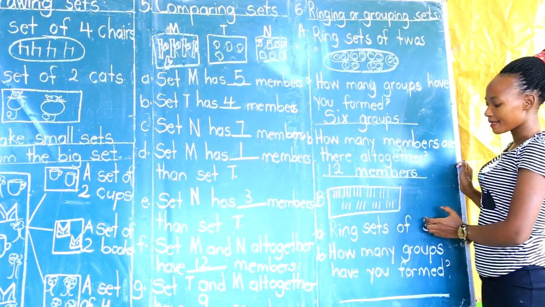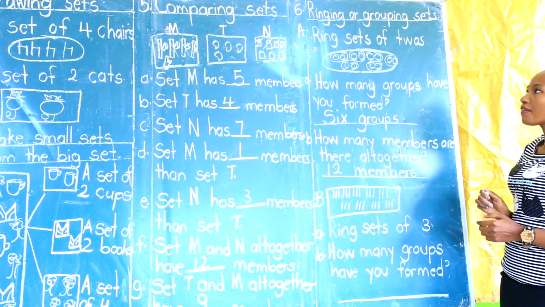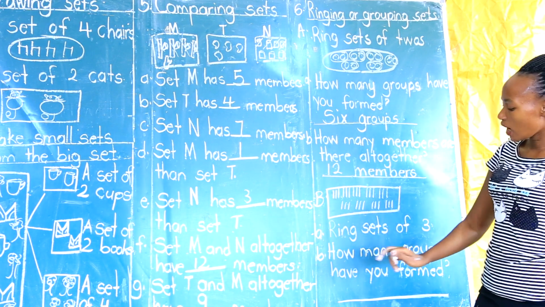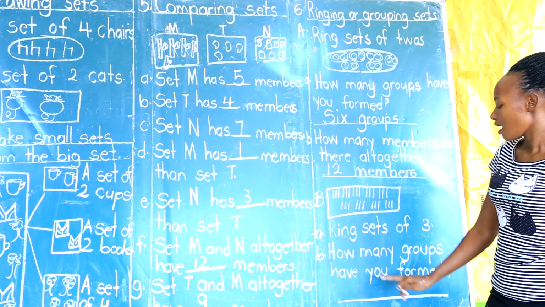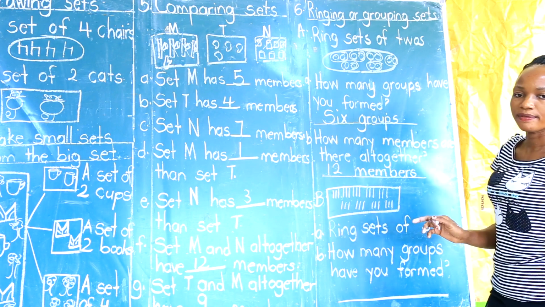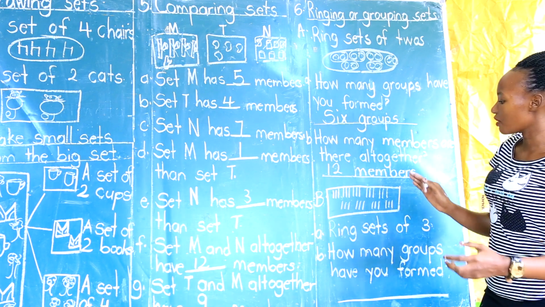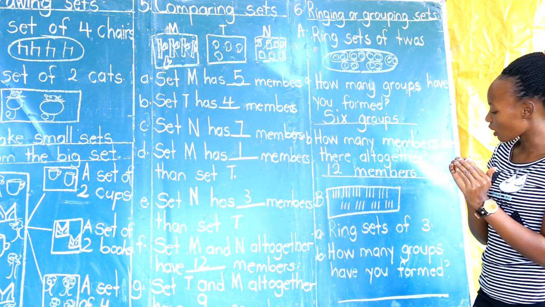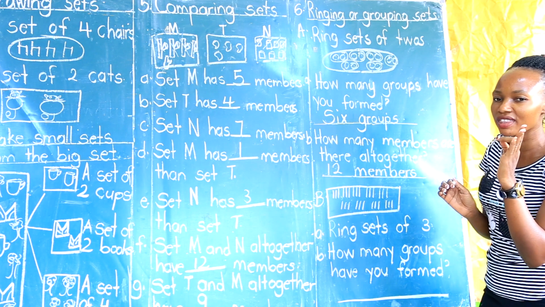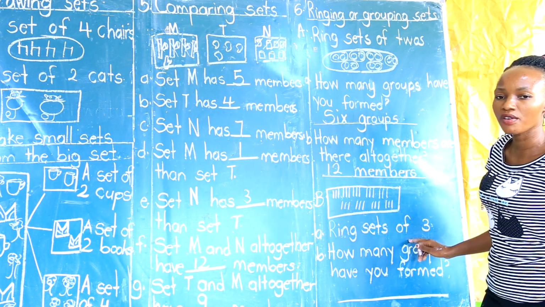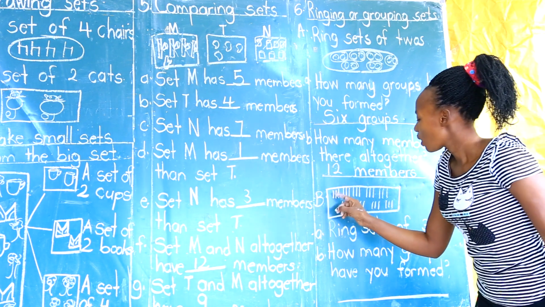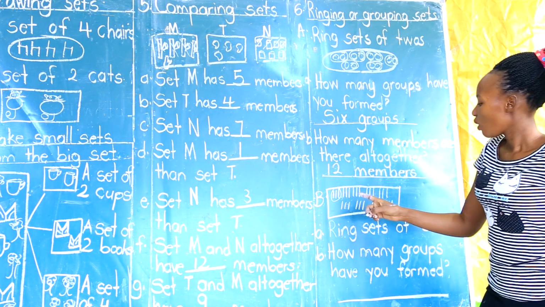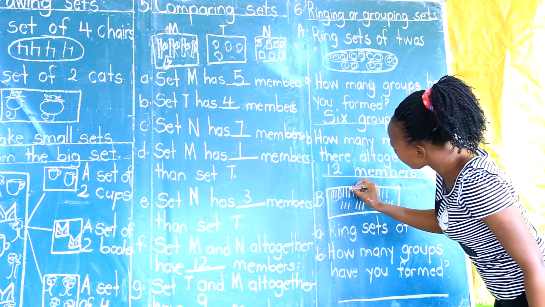Now our next number is still about grouping or ringing sets. We have this set here. Now the first question about this is ring sets of 3. Ring sets of 3, meaning that the subsets which you are going to form are supposed to be having 3. We are going to ring in 3's. You count 1, 2, 3, you ring. Okay? 1, 2, 3, you ring.